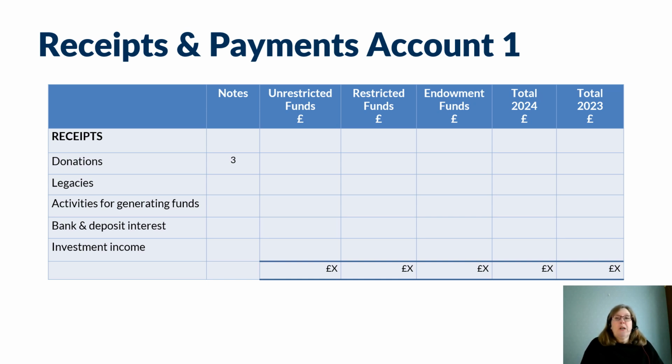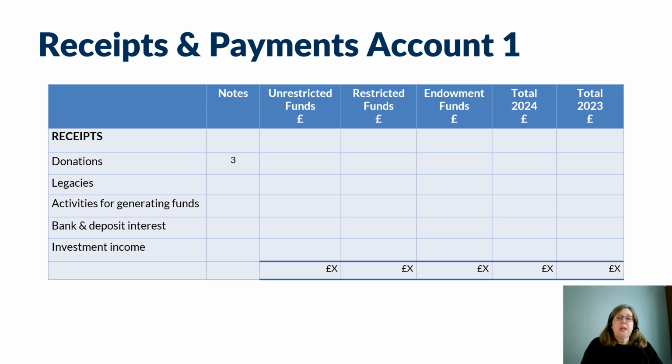This is the top part of the section on receipts, and you'll see that across the top you have to split your income according to whether it's unrestricted, restricted, or from an endowment. There's an information video specifically covering fund accounting and the type of funds the charity can hold, so I'm not going to cover that in detail here. I'd encourage you to watch the fund accounting video though.